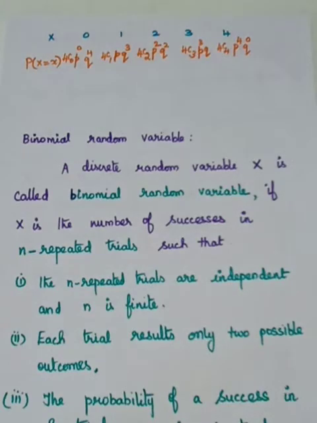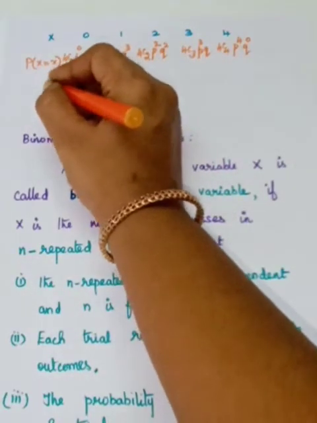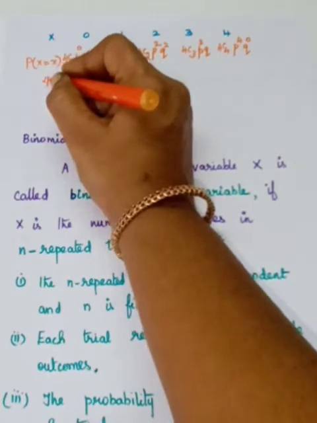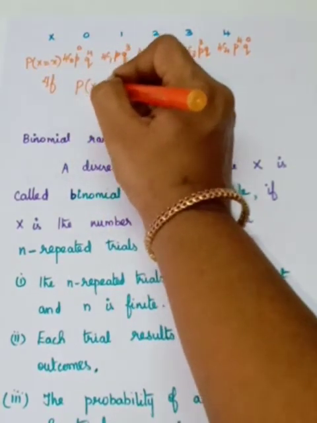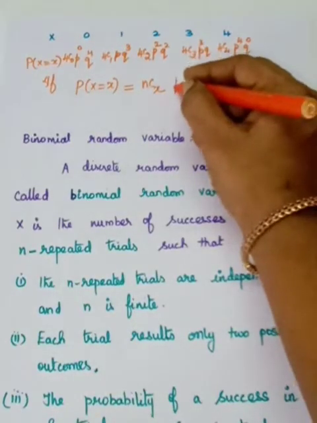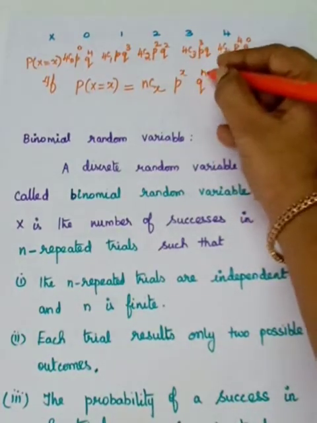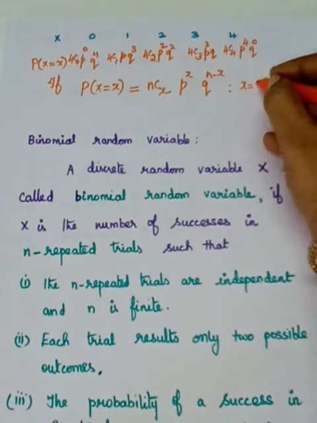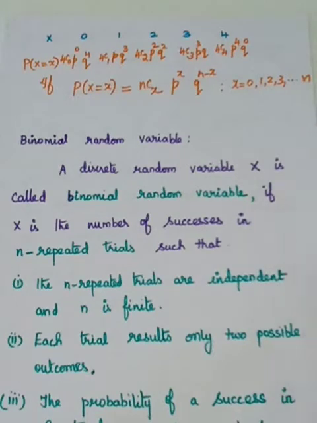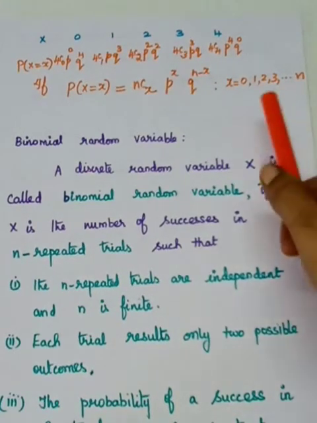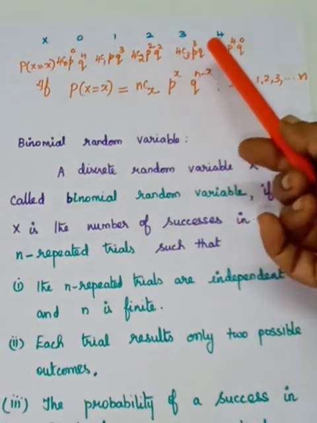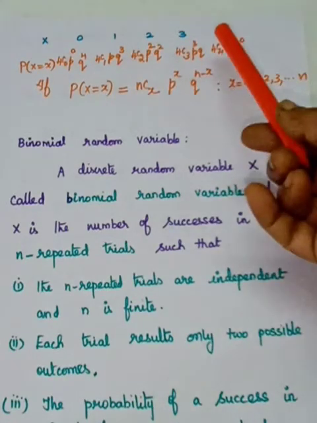So if x follows binomial distribution, from this we can write the probability distribution generally as nCx p power x q power n minus x, where x varies from 0, 1, 2, 3, up to n. So the trial is finite, that means repeated n times. Here I have given the example of a coin tossed 4 times. You know very well how to write it.